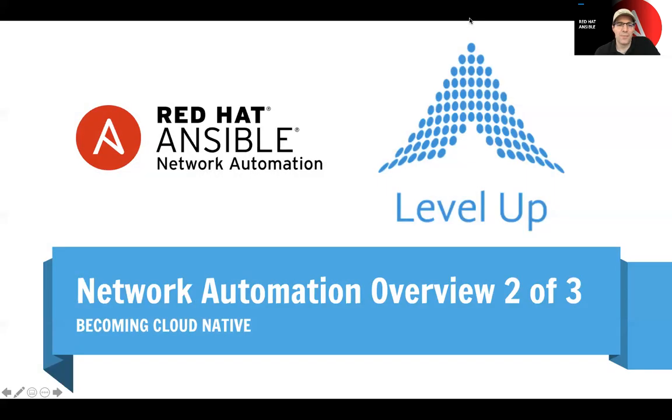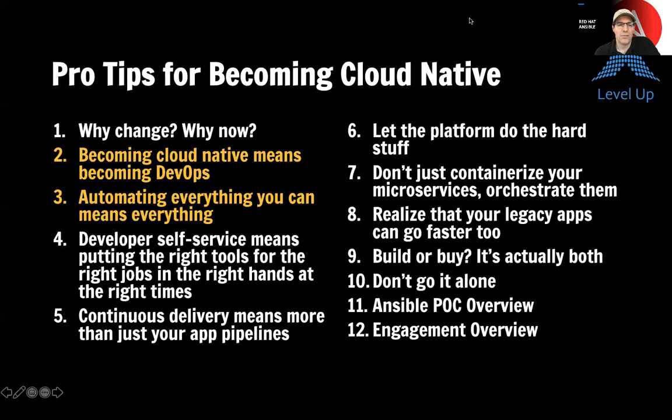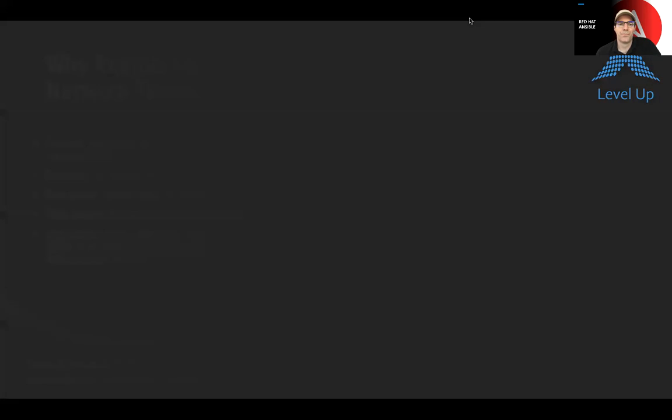Hi, welcome back. This is part two of our network automation overview with Ansible. So just to review, as we discussed, we are really focused on a couple of the pro tips here and the principles around how DevOps and cloud really go together and just how important it is to be thinking about automation in the first place.